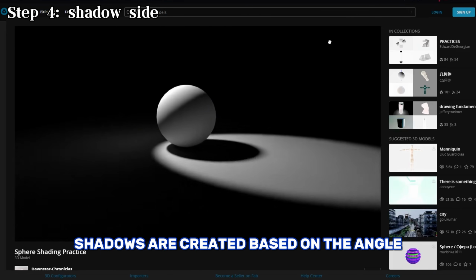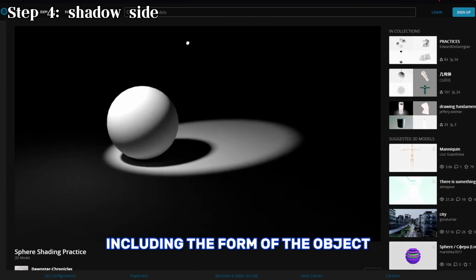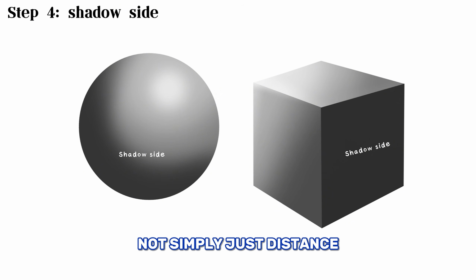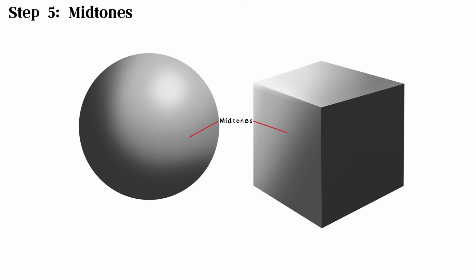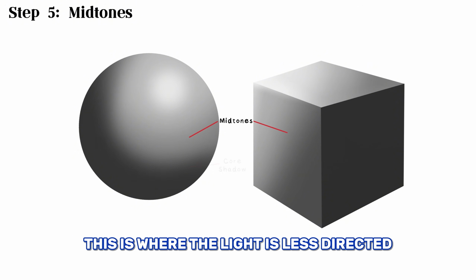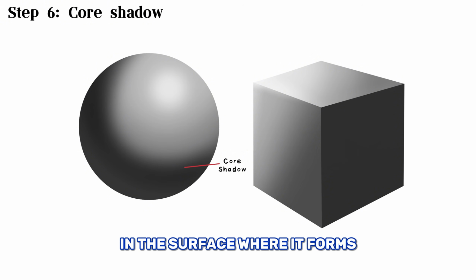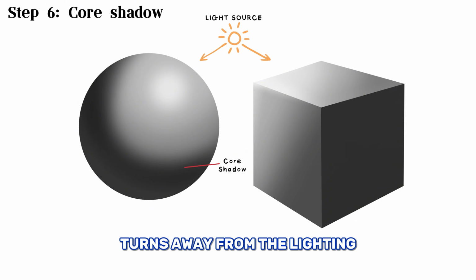Shadows are created based on the angle and position of the light, including the form of the object, not simply distance. Step 5, midtones or halftones. The true color of the object is found between the highlights and the shadows. This is where the light is less direct. Step 6 is the core shadow. The darkest part of the object, on the surface where the form turns away from the light.